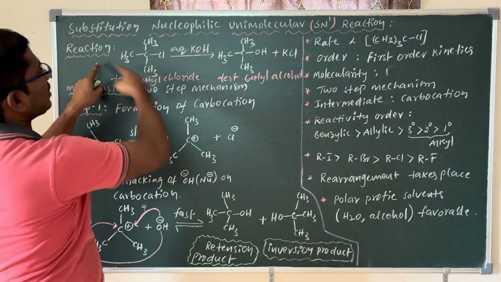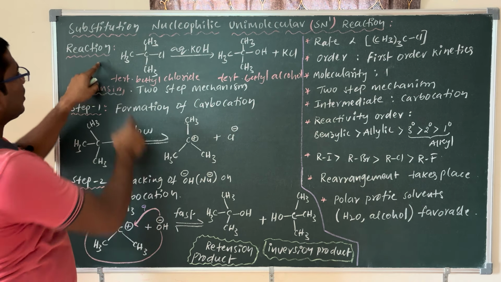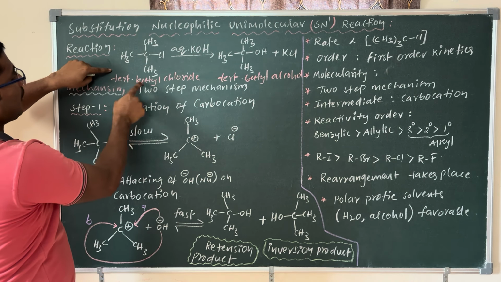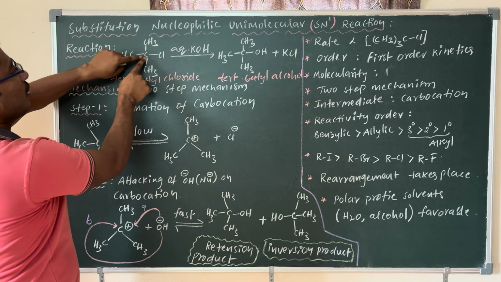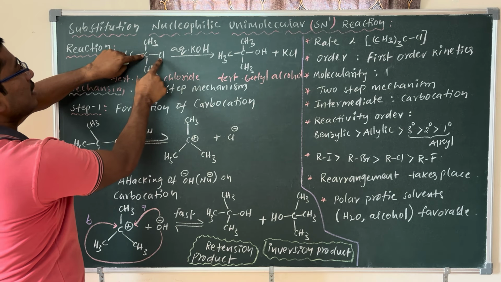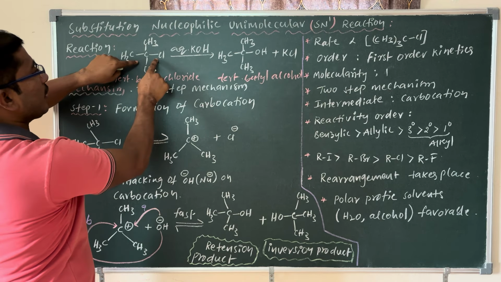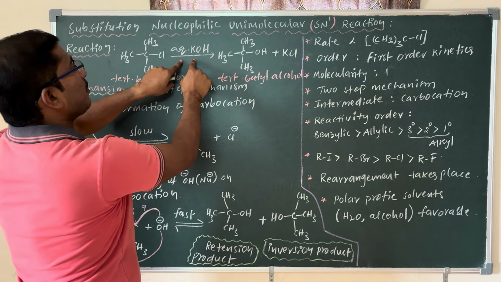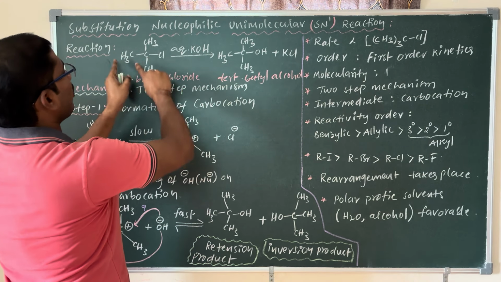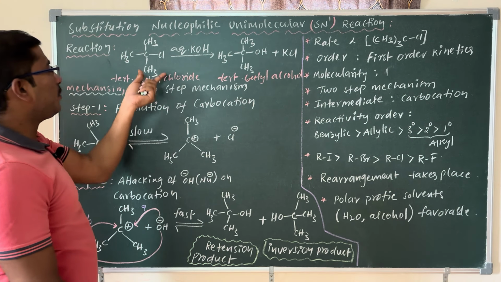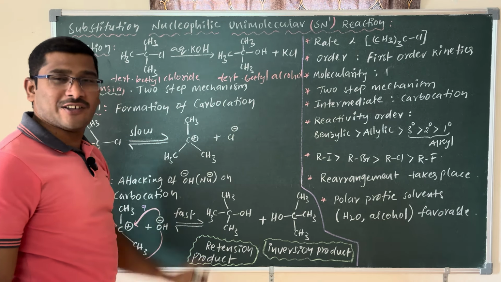First observe the reaction that goes on in the SN1 mechanism. Tertiary butyl chloride: the carbon is bonded to 3 carbon atoms, so it is a tertiary carbon, and to this tertiary carbon a halogen is attached. So it is considered a tertiary butyl chloride. It reacts with aqueous potassium hydroxide and is converted into tertiary butyl alcohol. So in the first reaction, tertiary butyl chloride is converted into tertiary butyl alcohol.